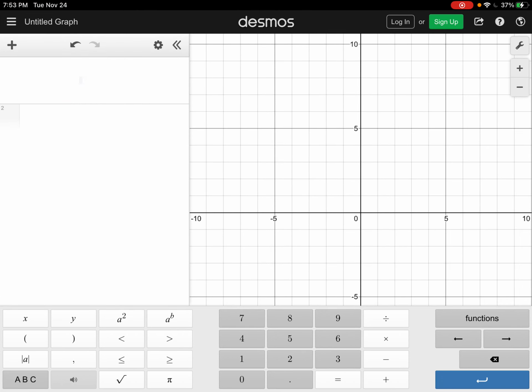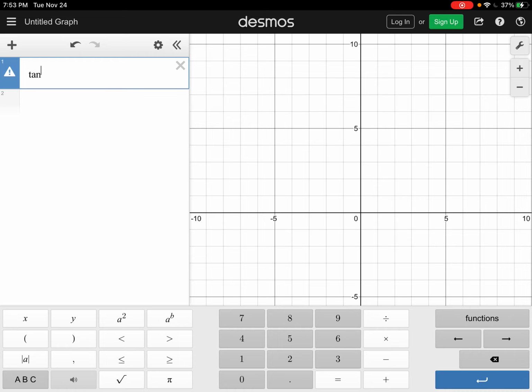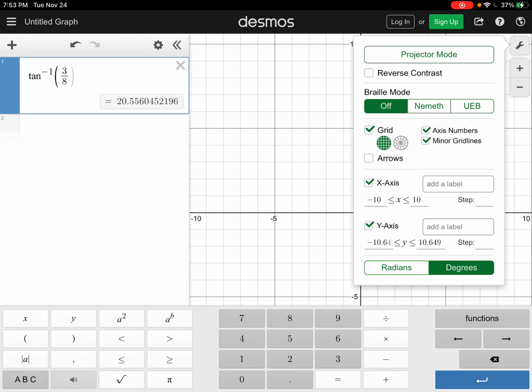Let me clear this out just a second. So it's going to be inverse tan. So go ahead and type in TAN. And then you're going to raise it to the -1. Then you're going to open parenthesis. And this was 3 divided by 8. Make sure you're in degree mode. And my angle is 20.6 degrees.